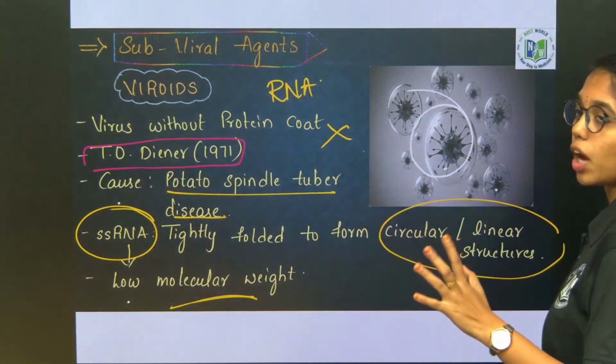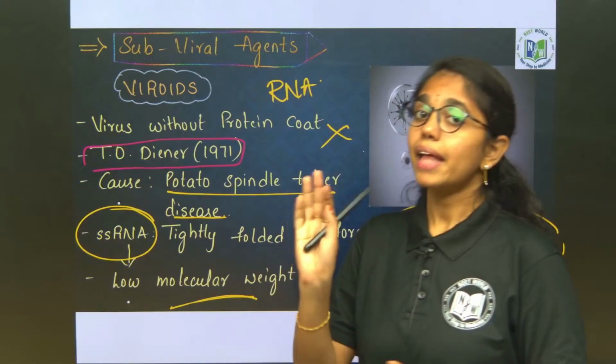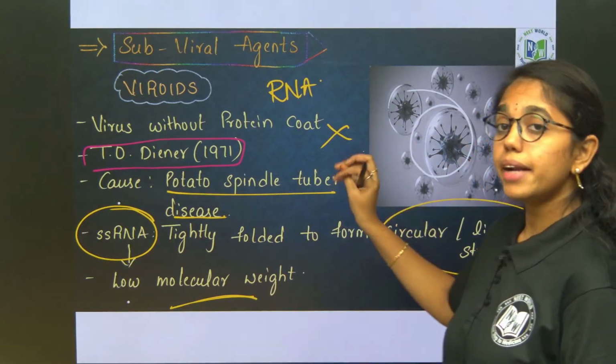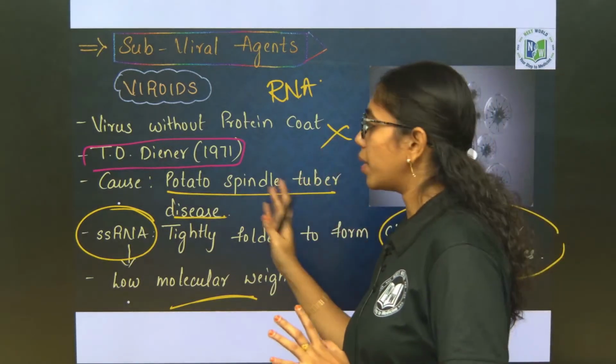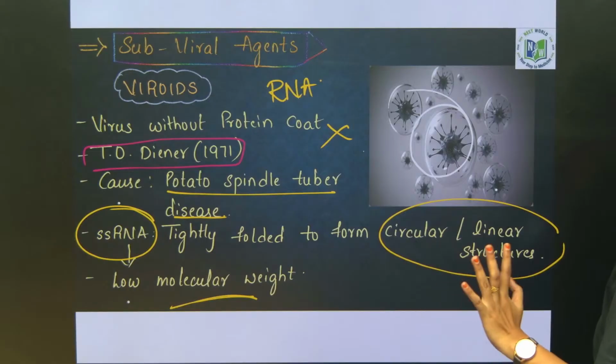So, clear with viroids? Viroids, they just have the genetic material and it is RNA. They are causing what disease? Potato spindle tuber disease, and they do not have protein coat. It is discovered by T.O. Diener. Their molecular weight is less than that of viruses.